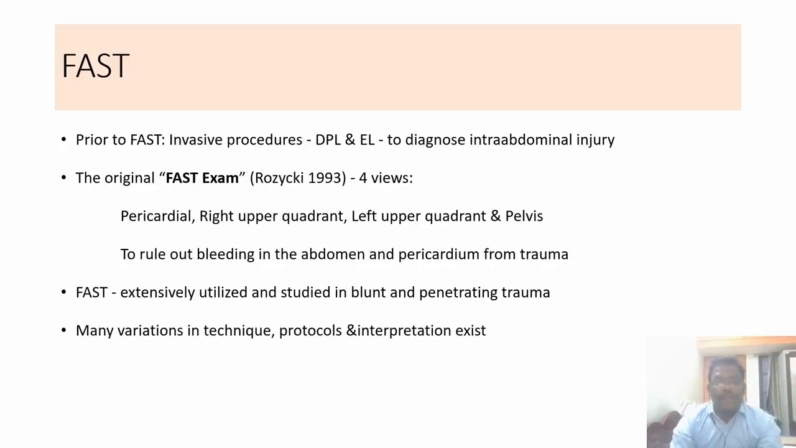Prior to the advent of FAST, invasive procedures like diagnostic peritoneal lavage and exploratory laparotomy were commonly done to diagnose intra-abdominal injury. In 1993, Dr. Rozycki introduced the original FAST assessment to rule out bleeding in the abdomen and pericardial cavity. The original FAST assessment has 4 views: pericardial view, right upper quadrant view, left upper quadrant view, and pelvic view. Since then, FAST has been extensively utilized and studied in both blunt and penetrating trauma patients, and many variations in technique, protocol, and interpretation have been introduced.